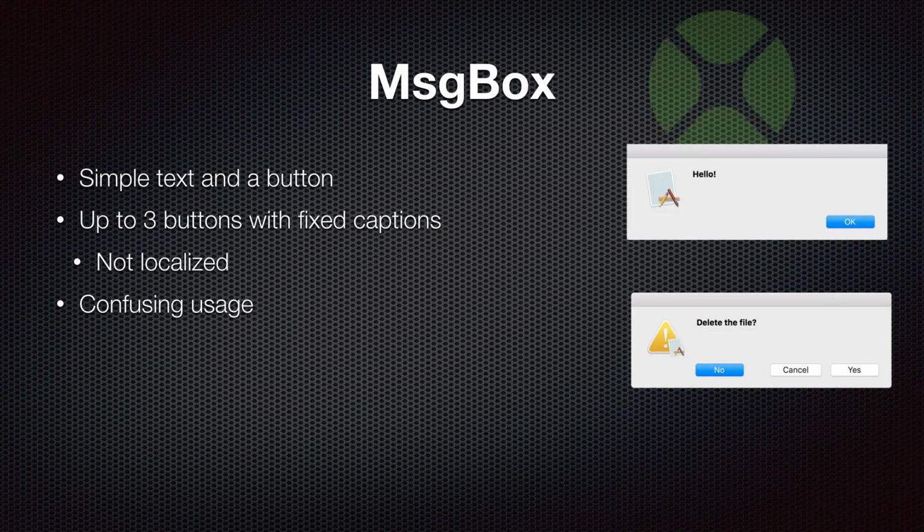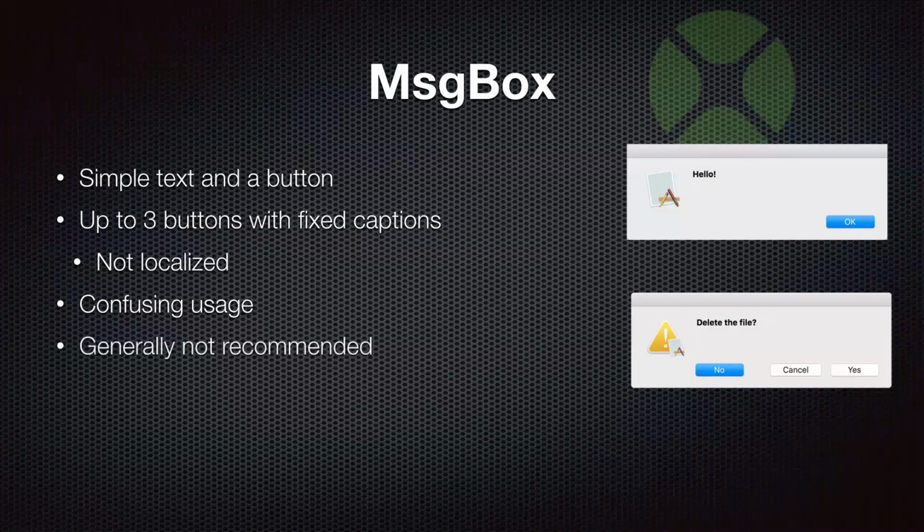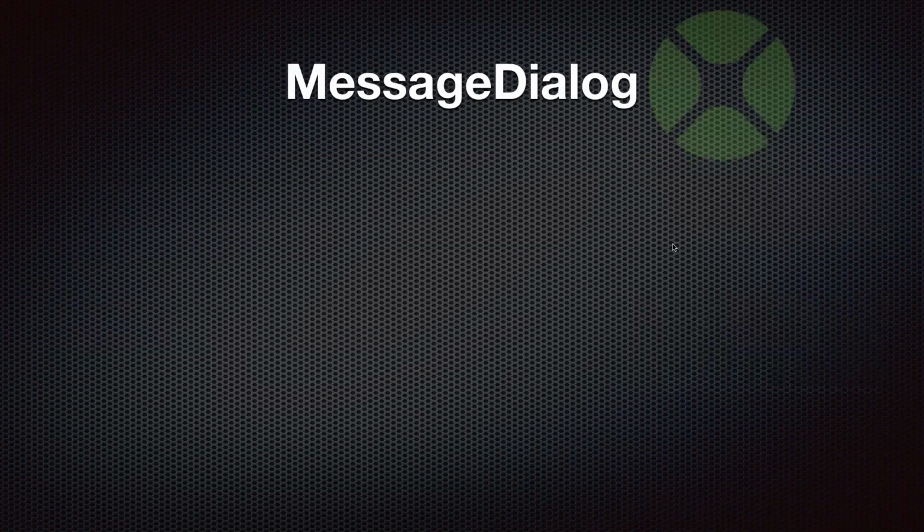So you're going to be constantly referring to the documentation to see what things are. And you don't have a lot of flexibility. You only get the built-in styles provided, and that's that. So generally speaking, for most of the dialog boxes that you want to display, you're not going to want to use MessageBox. For simple, quick things here or there, it might make sense, but for most things you're going to want to avoid it. Instead, you're going to want to take a look at the MessageDialog class.